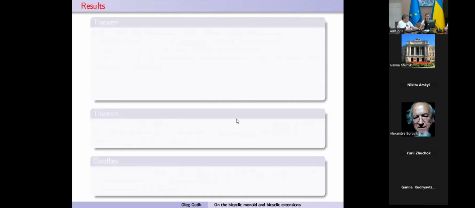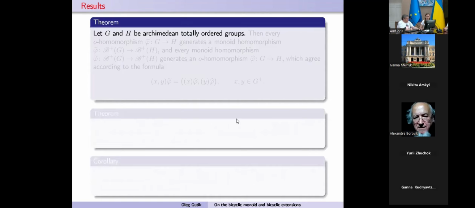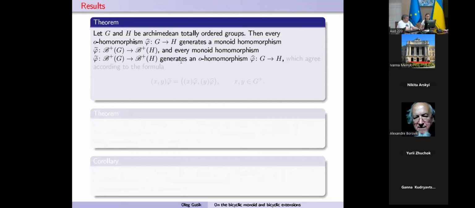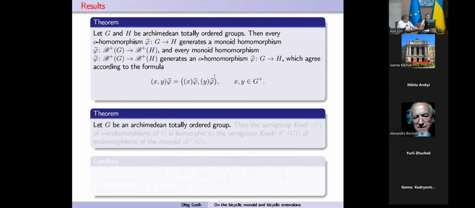What are the properties of this semigroup? If G and H are Archimedean totally ordered groups, then every homomorphism from G to H generates a monoid homomorphism from the bicyclic extensions, and every monoid homomorphism which preserves order generates a homomorphism by the following formula. And we get the following very nice theorem.